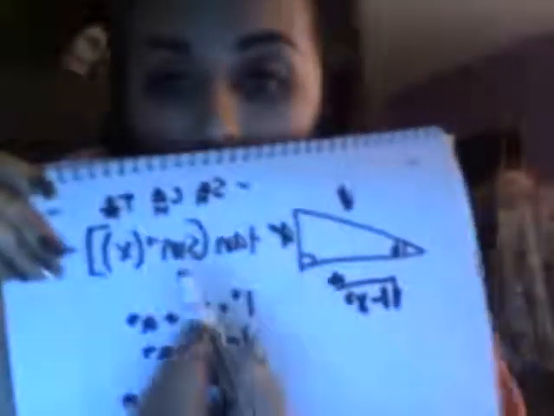Using the Pythagorean theorem, we can set 1 squared equals x squared plus a squared. Then solve for a. So you have 1 minus x squared equals a squared. So the square root of 1 minus x squared equals a. Here we have our fully labeled triangle from what we're given.